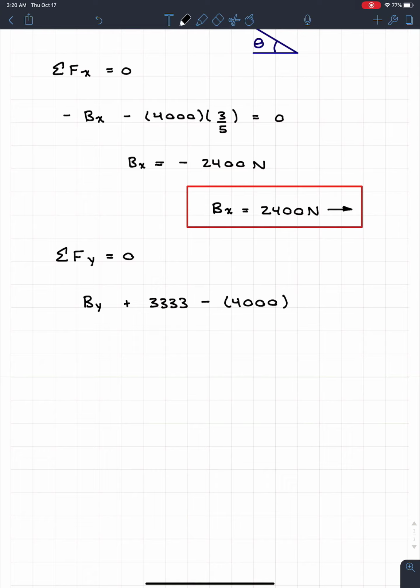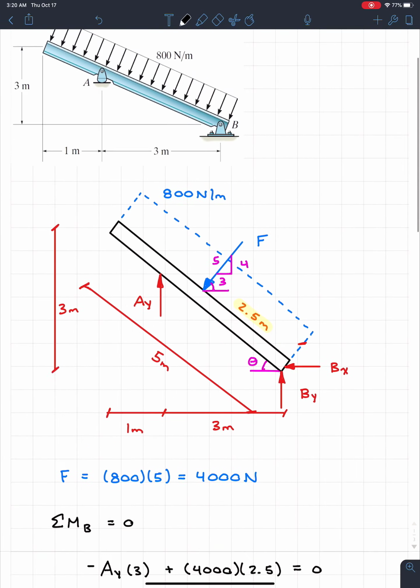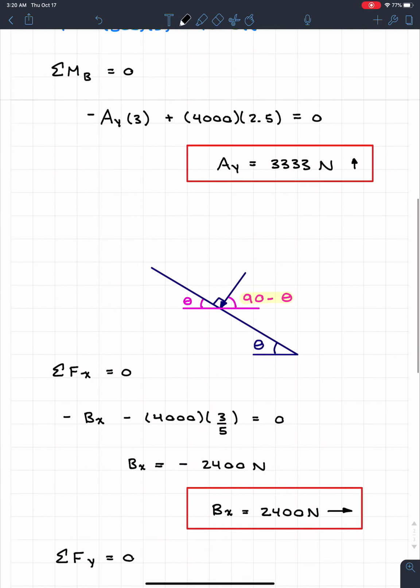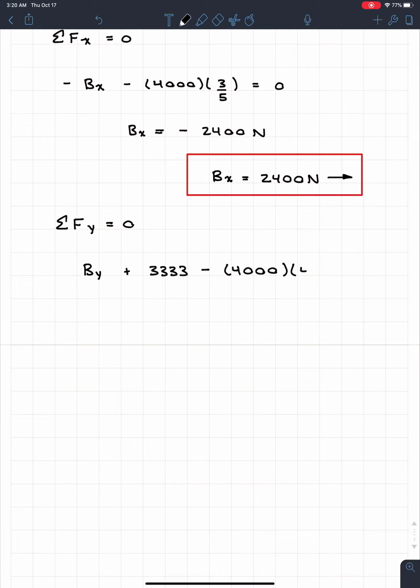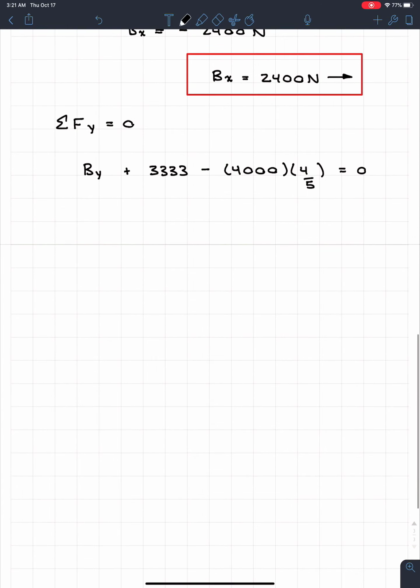And then we know that we had a component of the force F that was going down, so minus 4,000. But we want the component of it. We look up here, well, that'll be 4 over 5. So come down here, we're going to put in 4 over 5 in the bracket. We know this can be equal to 0. So if we solve that, what we get is By is going to be equal to 133 newtons.